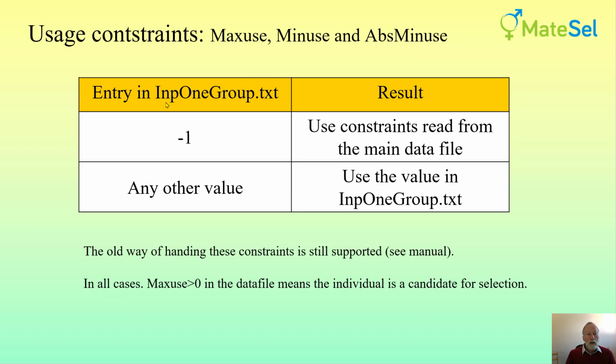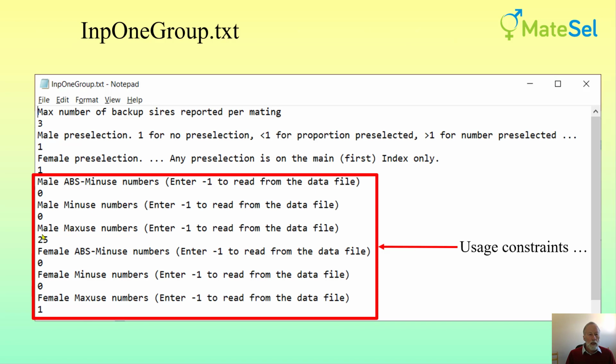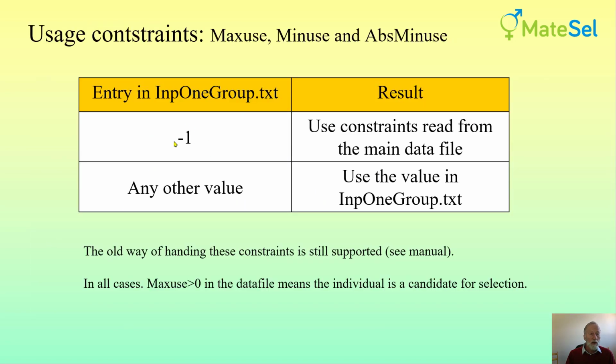Now in the file InpOneGroup.txt you can put a -1. We'll see here we haven't got a -1, we've got a 25 for example for male Maxuse, but if you had put -1, that means that the usage constraints would be read from the main data file. So that Maxuse value in the main data file for each individual male, that would dictate their maximum use.